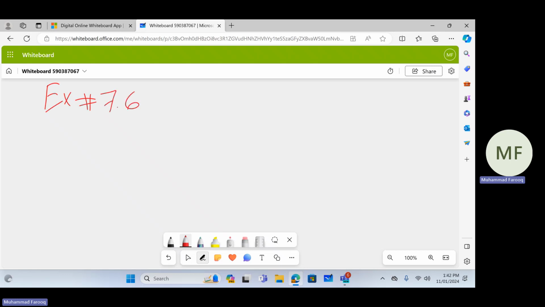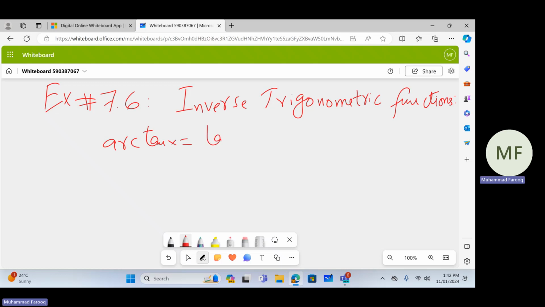Slide number 7.6. And here we have inverse trigonometric functions. By the way, these topics are really easy because you have the rules, so it's not any complicated stuff. Now we'll discuss inverse trigonometric functions, meaning tan inverse, sine inverse, cosine inverse, cosecant inverse. They are also called arc, A-R-C. Arctan means tan inverse, so don't confuse it with this arc. Arc is also used for inverse. Here we have to find the derivatives of inverse functions, and some integration questions related to inverse trigonometric functions are also there.